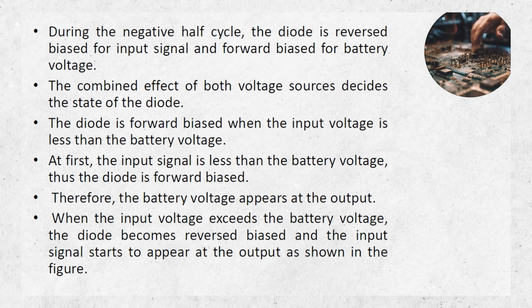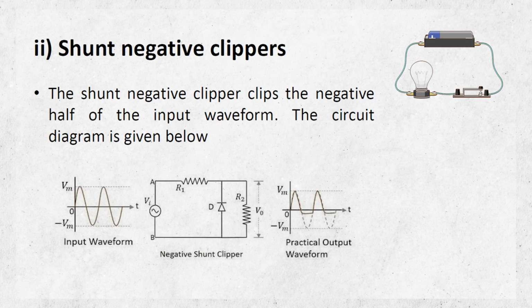When the input voltage exceeds the battery voltage, the diode becomes reverse biased and the input signal starts to appear at the output as shown in the figure. Now, let us see the shunt negative clipper.